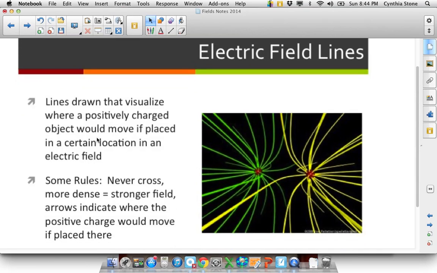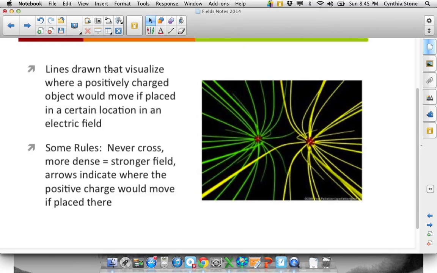So field lines are lines that are drawn, and there's always a multiple choice question related to this, but they're lines that are drawn around an object, and they're supposed to visualize where, okay, so say I have some charged object sitting right here, right? Well, this line tells me that if, right where my mouse is, I dropped a positively charged object right there, where would it go?